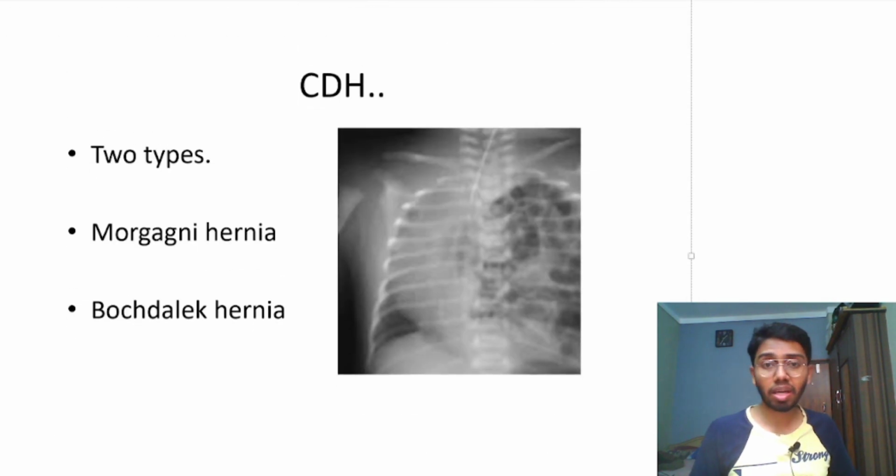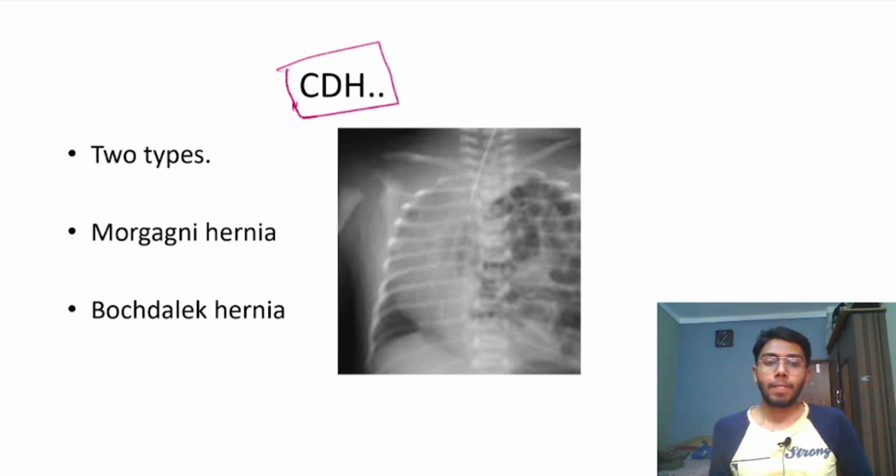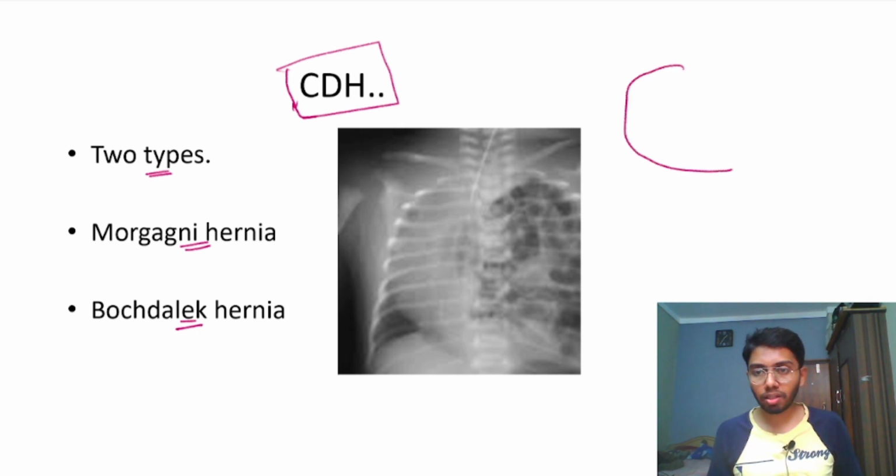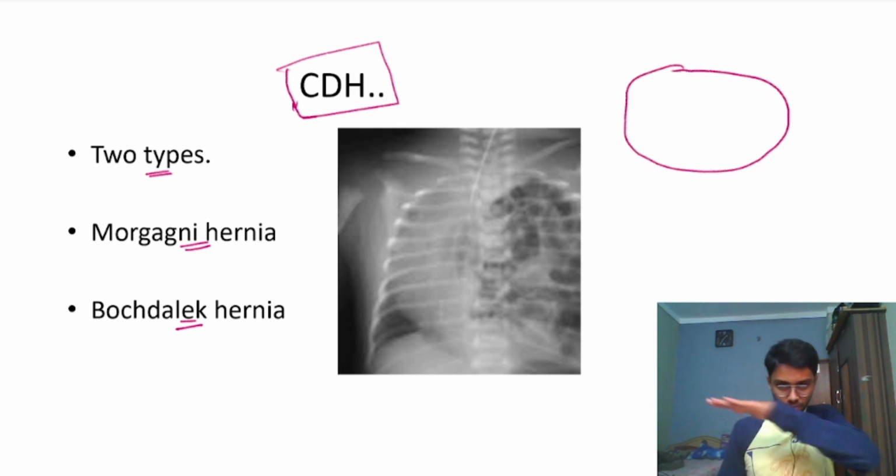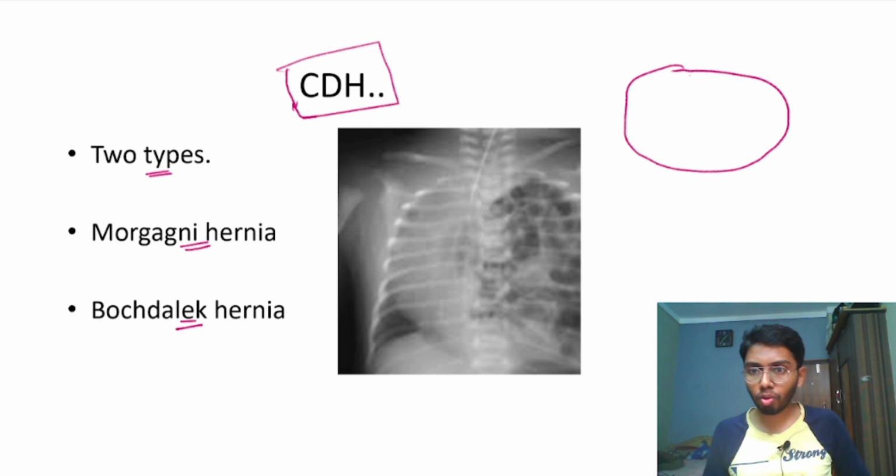Coming to another very important topic, congenital diaphragmatic hernia. We have 2 hernias as far as CDH is concerned: hernia of Morgagni and Bochdalek hernia. Let me draw you the transverse section of the diaphragm. This is the diaphragm; this is anterior, this is posterior. On the anterior aspect you have the central tendon, and on the posterior aspect you have the crura.